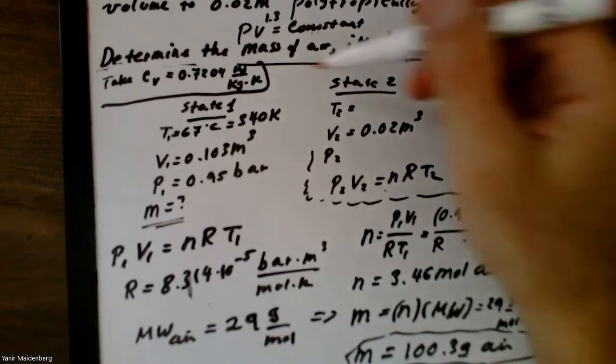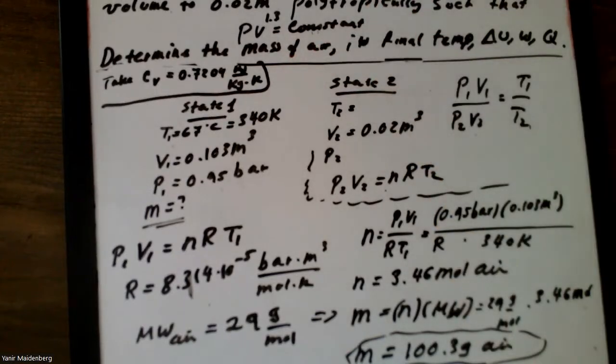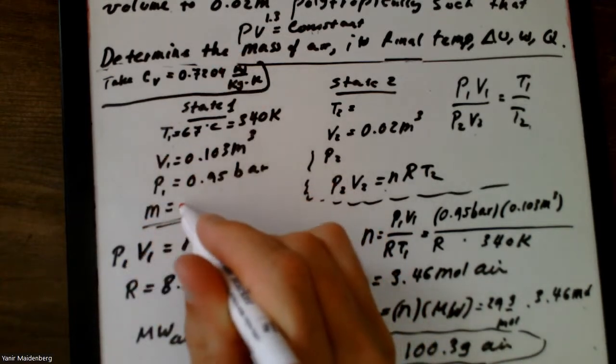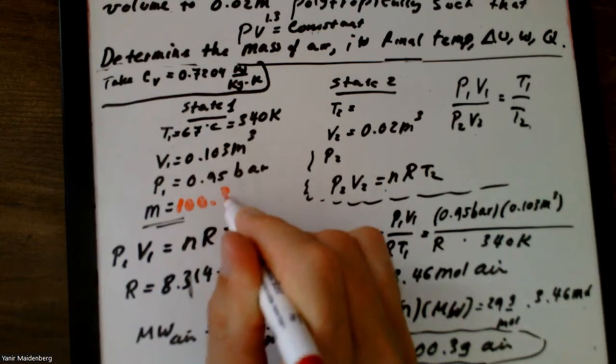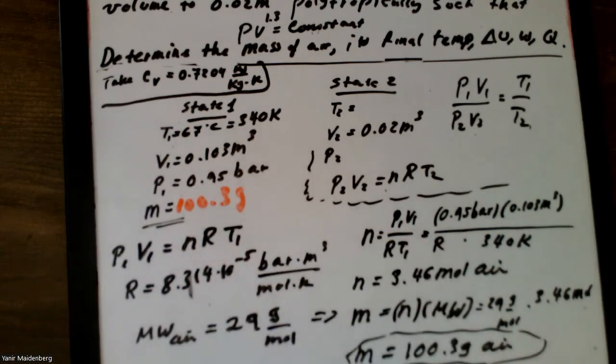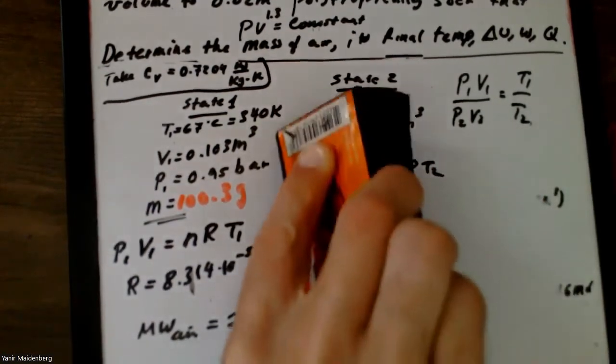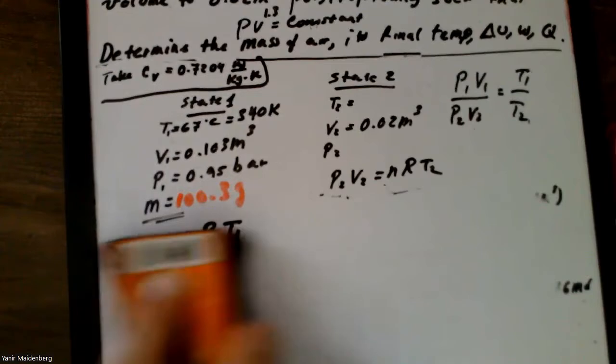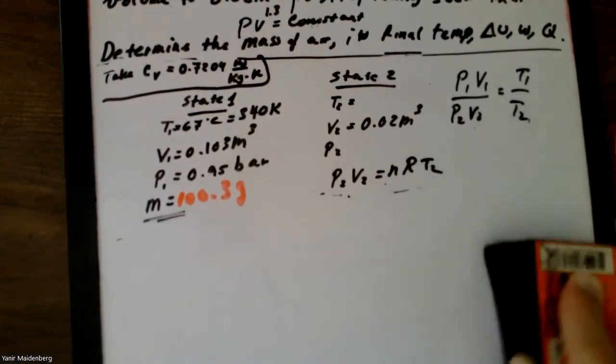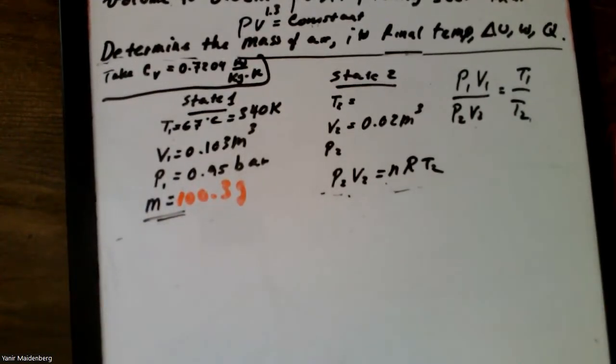So I know that the mass here, we're going to erase all the stuff that we don't need anymore, is 100.3. So I could put that here directly. It's 100.3 grams. That's something we solve for. Okay, so now I have 100.3 grams of air, and that's going to stay constant throughout the entire process. So that's good.